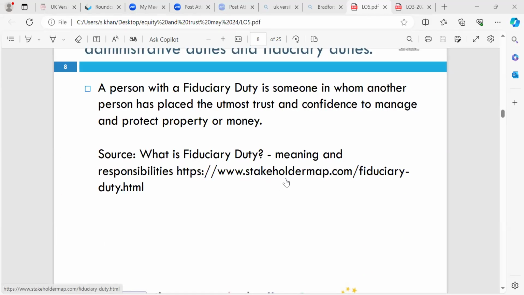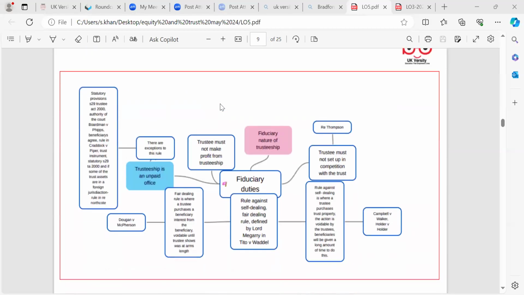The beneficiary is entitled to the trustee's single-minded loyalty. The overarching theme is that trustees are not permitted to use their positions to their own advantage, which in some cases has occurred, and are required to act unselfishly in what they perceive to be the best interest of the beneficiary. So these are some of the fiduciary nature and the fiduciary duties in regard to it.